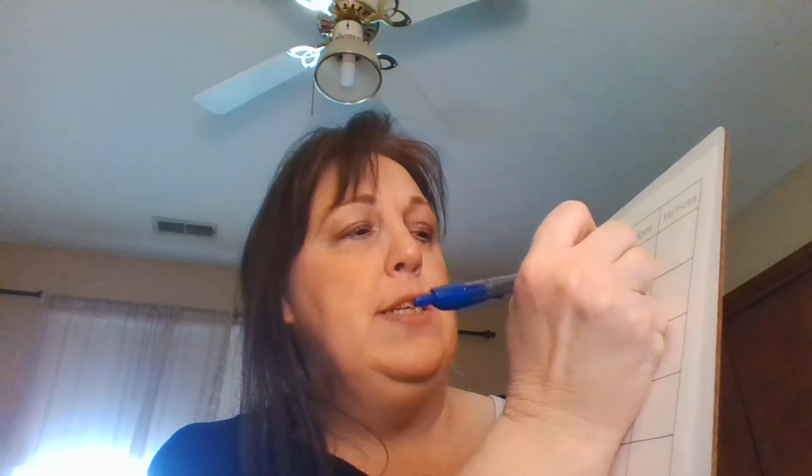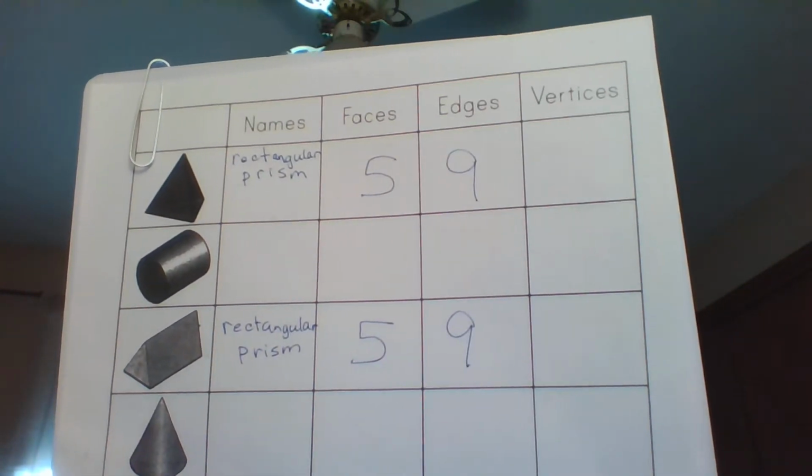So edges are where two of the faces come together and they make a long line. So we have 1, 2, 3, 4, 5, 6, 7, 8, 9. So on a rectangular prism, there are 9 edges all the way around. And I wish that I had brought our solids home with me, but they're at school, so I can't show you. I have great wooden ones that we could just count, but we don't.